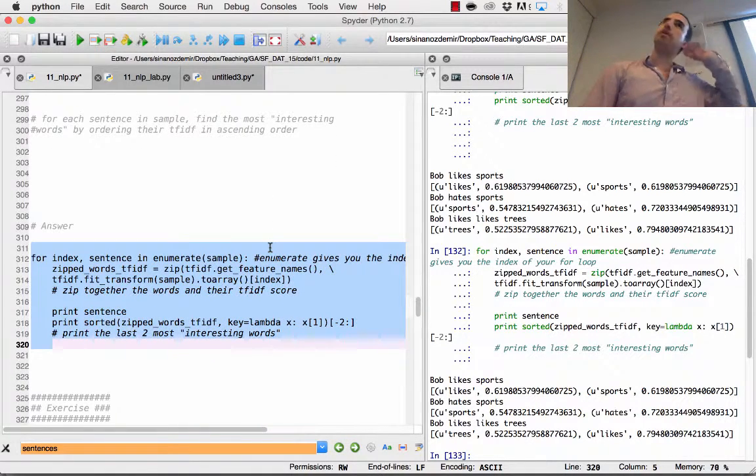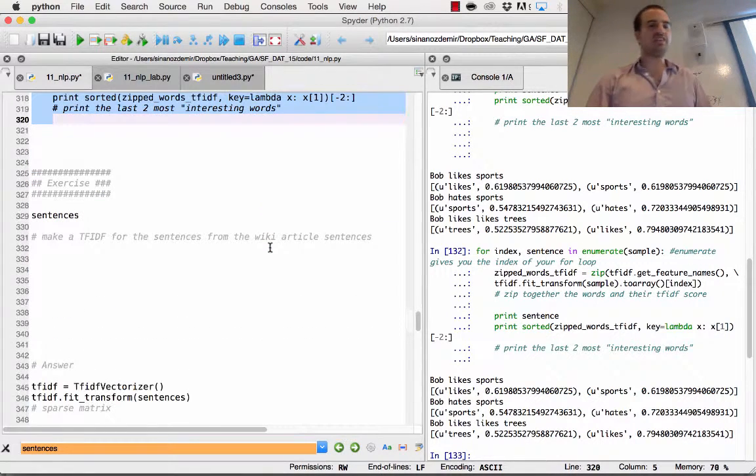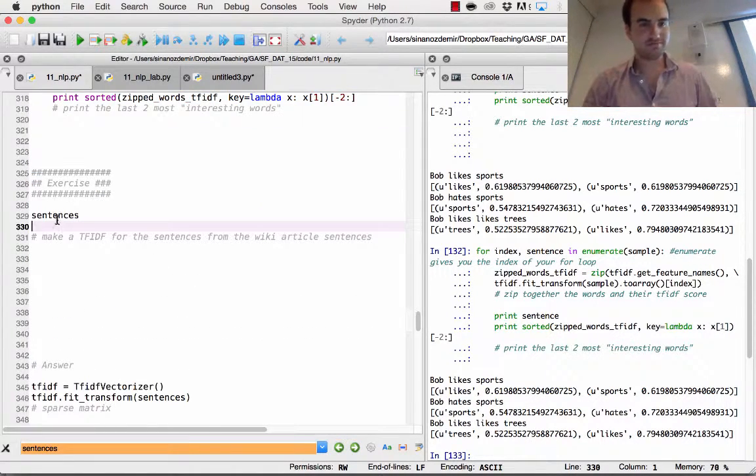I am going to keep going because I want to be done with this by 9 so we can start the lab at 9. I think the lab is very interesting. The next exercise I'm just going to do.